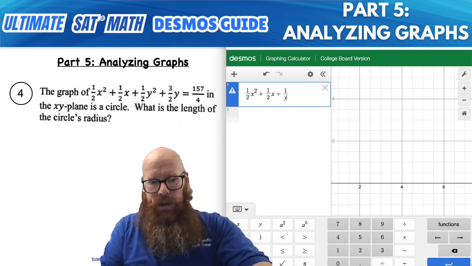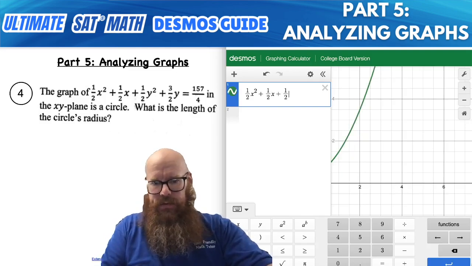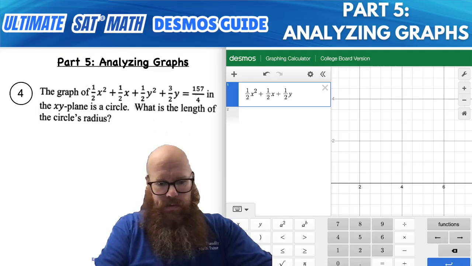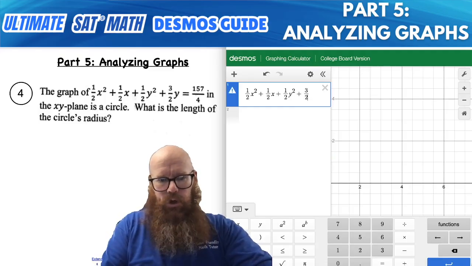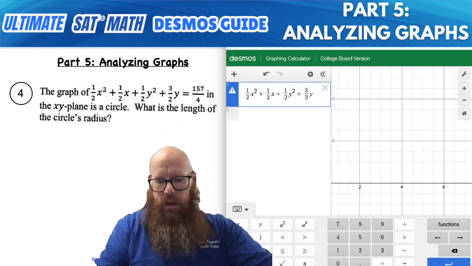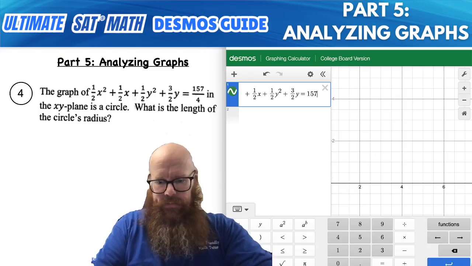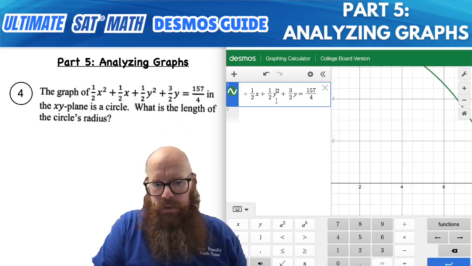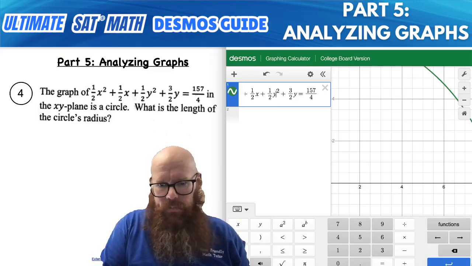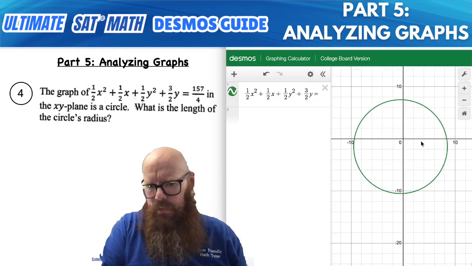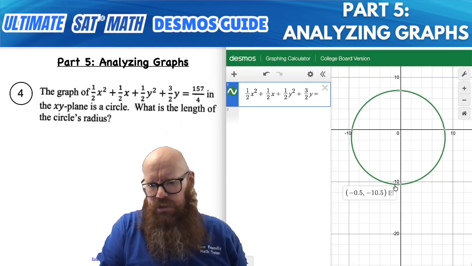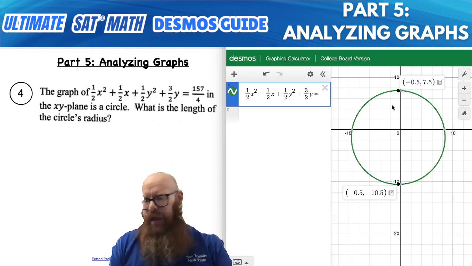So I'm just going to put it in as is. Plus 3 over 2y equals 157 over 4. I just want to make sure I put all that in right. 1/2, 1/2, 3/2, 1/2. Okay, I did. So I'm going to zoom out a bit. All right, just like the other one, I'm going to highlight the top and bottom points because they always allow you to do that.